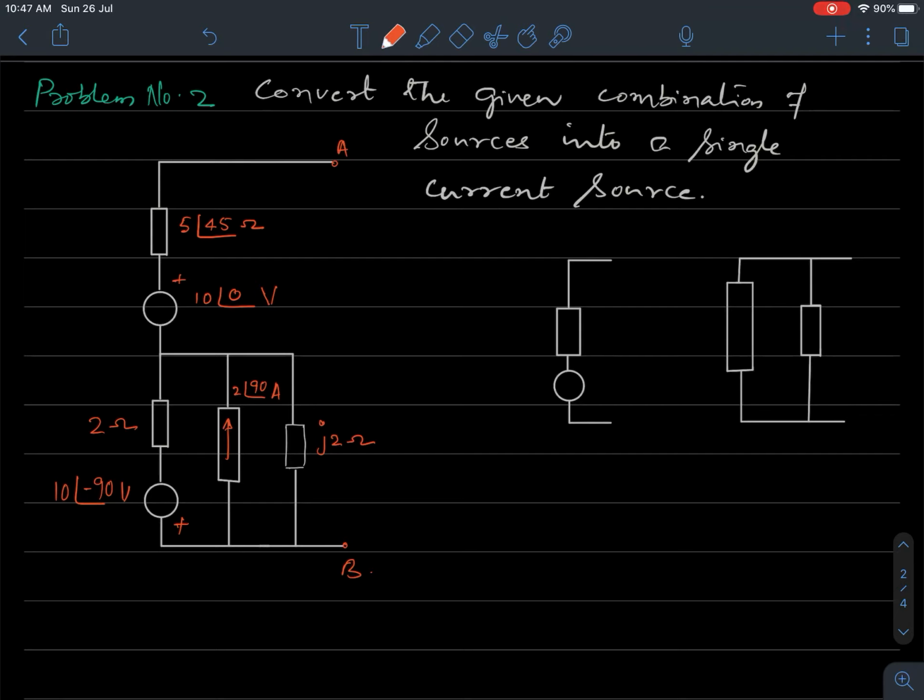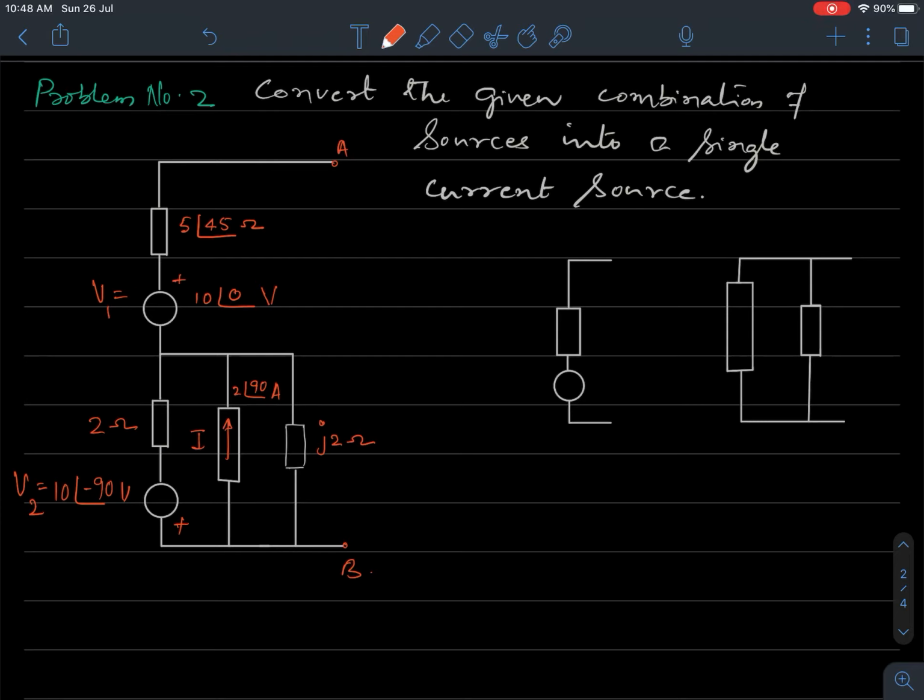Between A and B, we can easily identify three sources. There is one voltage source, which we will call V1 for easy understanding, and let this voltage source be V2, and let this current source be I. So we are easily able to identify that a voltage source V1 has an impedance of 5 at an angle 45 ohms in series. Its internal impedance.